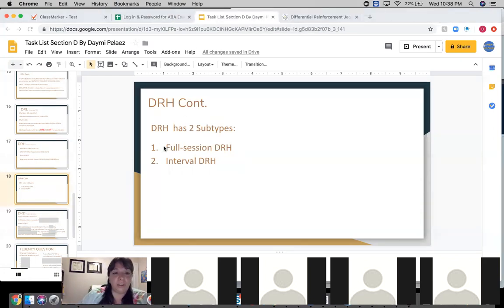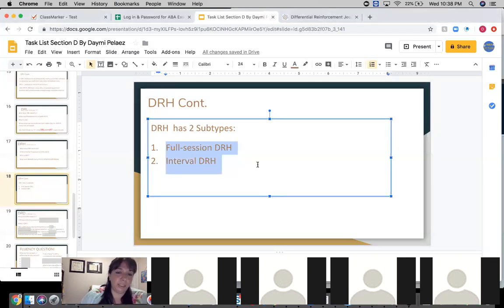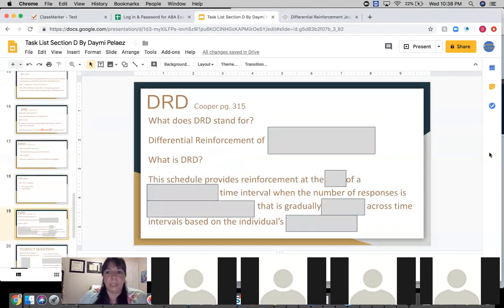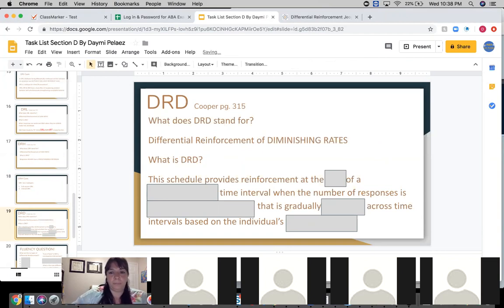All right, so look those terms up, guys. Look into that, but those are the subtypes of DRH, full session DRH and interval DRH. All right, now we're gonna move on to DRD. What does DRD stand for? Differential reinforcement of diminishing rate. Okay, perfect. And what is DRD? It's pretty much the same thing as DRL. You use that to decrease behavior, except instead of using IRT, you're using rate.